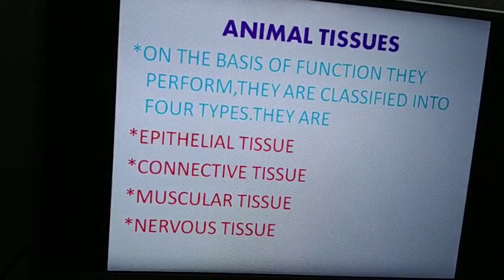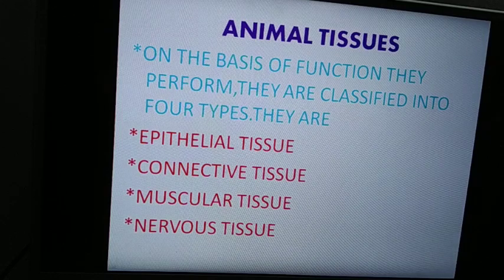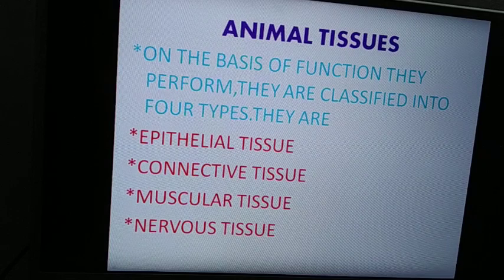Last video we saw about plant tissues. Now in the lesson tissues we are going to see a new topic, animal tissues. On the basis of the functions they perform, like the movement of the body etc., they are classified into 4 types. They are as follows: epithelial tissue, connective tissue, muscular tissue and nervous tissue. There are 4 types, so let's see one by one.